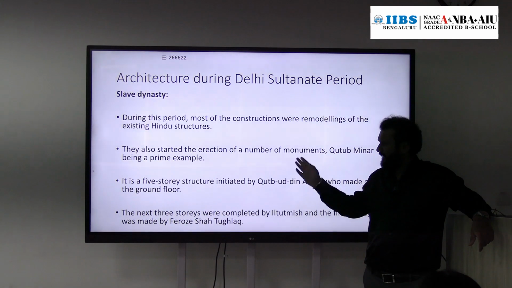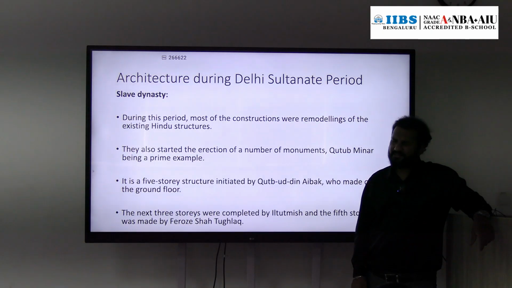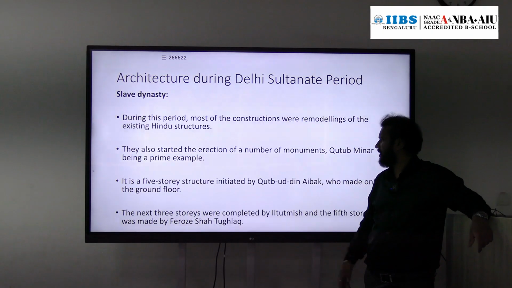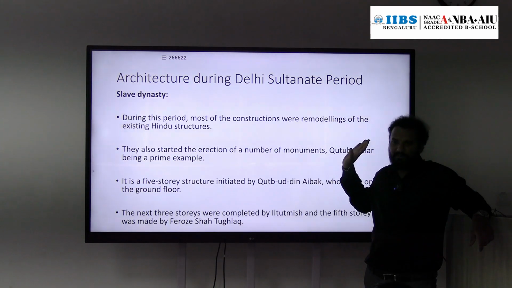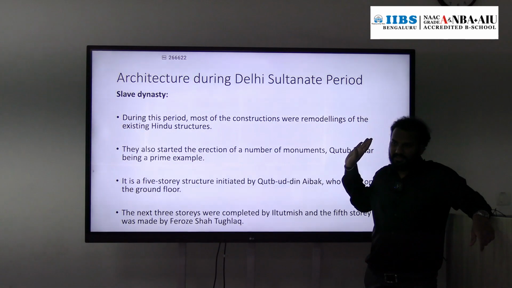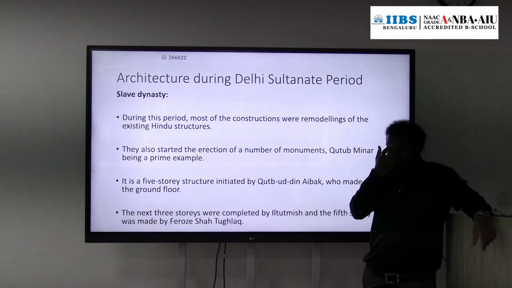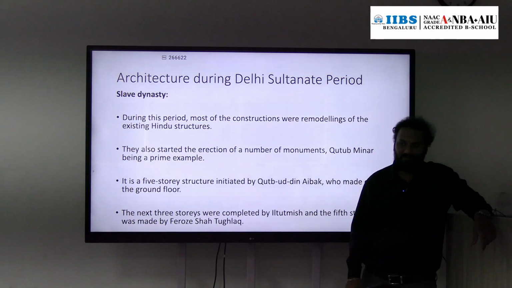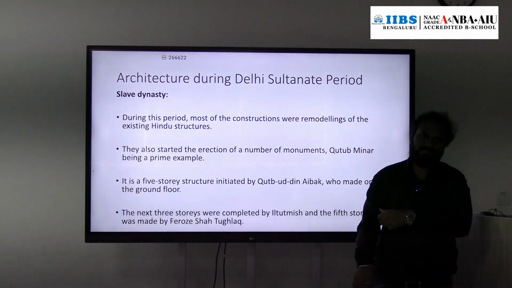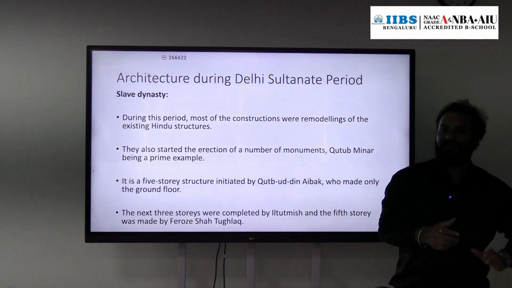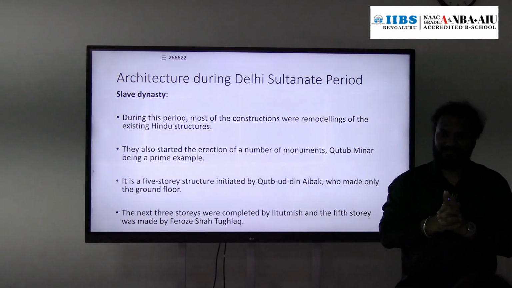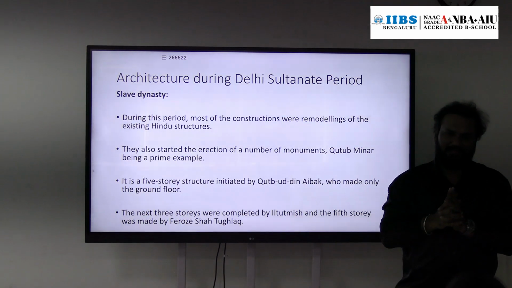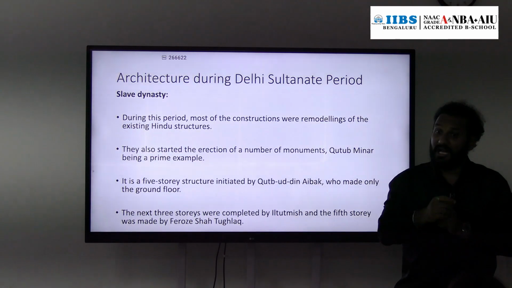These people started the erection of a number of monuments, like the Qutub Minar, which is the best example. The Qutub Minar is a 5-story building. Remember one thing: the height of the Qutub Minar and the height of the Taj Mahal are almost the same, though I think the Taj Mahal is about 1 meter taller.